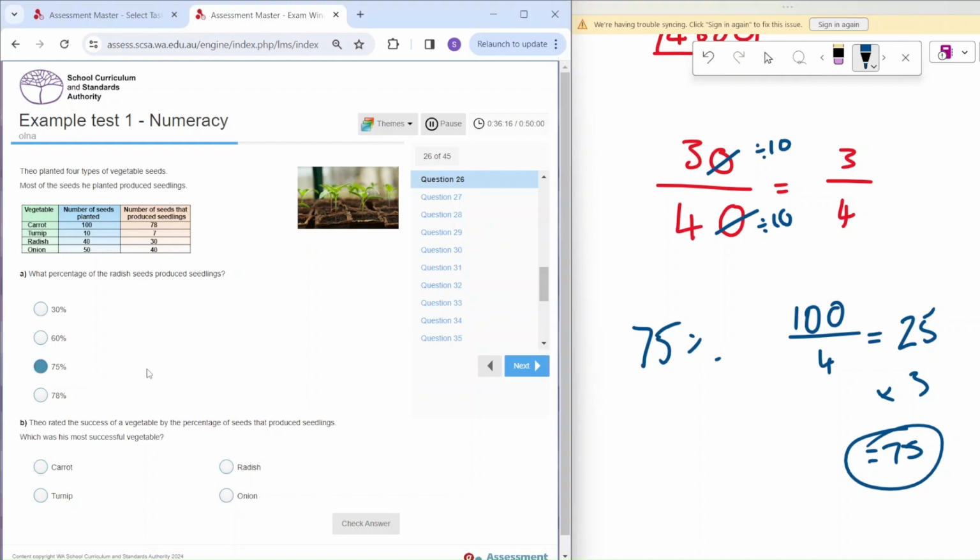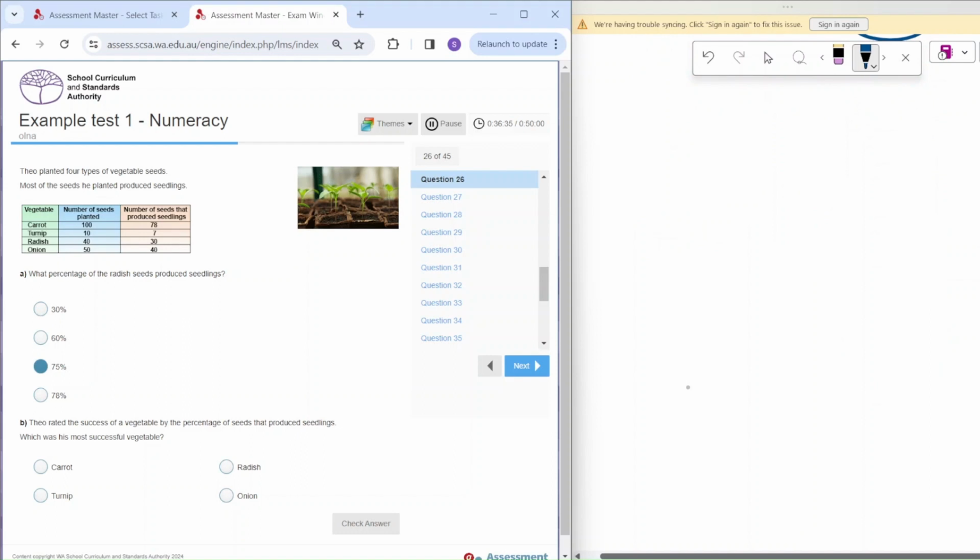And there's a part B to this question. Theo rated the success of a vegetable by the percentage of seeds that produce seedlings. Which was his most successful vegetable? Without a calculator, the best way to do this is to look through and roughly work them out. We've got 4 different vegetables, and we can work out the efficacy of all of them.